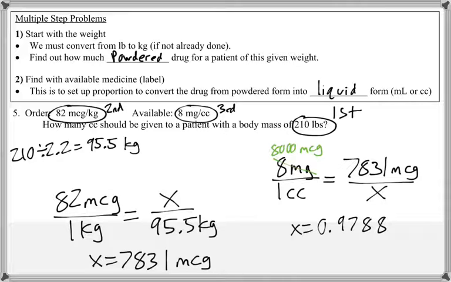0.9788, but I want to round this to the nearest tenth. So the 7 tells me to round this up to actually a 1. So this is going to be 1.0 cc.